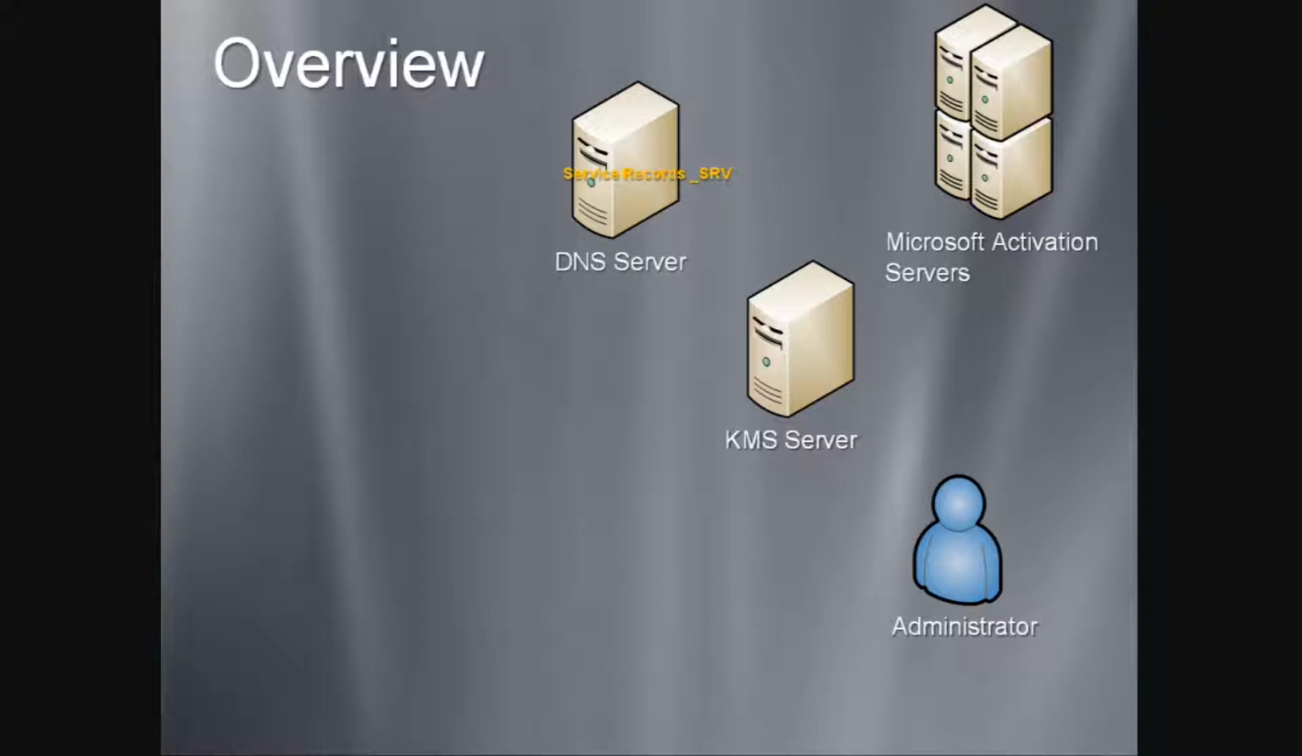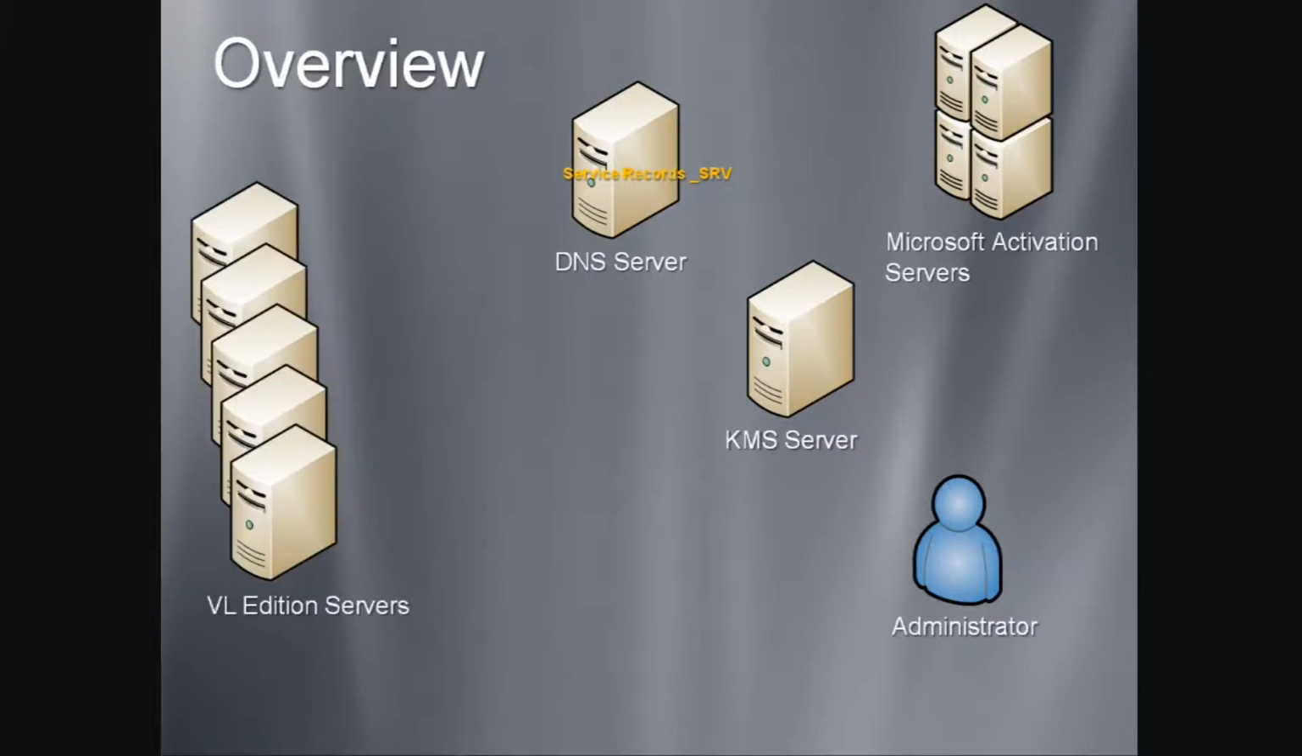Now that the KMS has been activated and the service records are registered in DNS, we can begin to activate Volume License Editions of Windows Server 2008. When a Volume License Edition of Windows Server 2008 starts, it attempts to locate a KMS by querying DNS for the service records published by the KMS. If it locates a KMS, it attempts to connect to that KMS and activate.